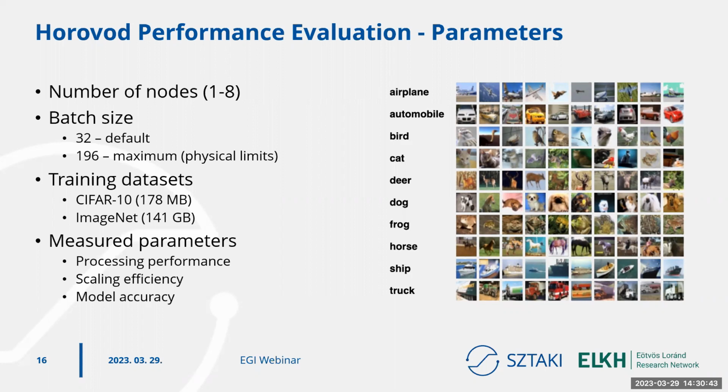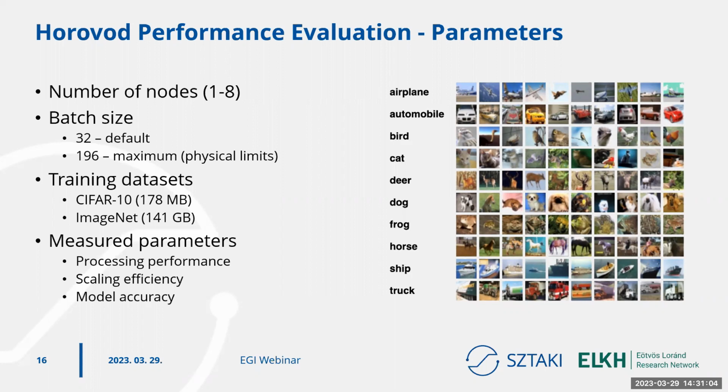The ImageNet dataset is very similar in structure, however, it is significantly larger in size, as you can even see on the physical size. While CIFAR10 is only 170 megabytes, ImageNet is more than 140 gigabytes. So there's a significant difference there.